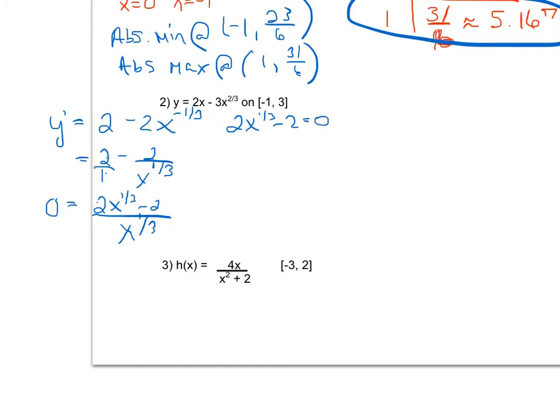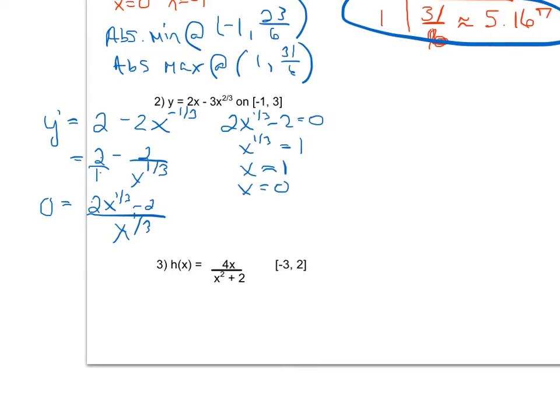So I can add 2 and divide by 2, and I get x to the 1/3 equals 1. I can now cube each side, and I get x equals 1. So there's one of my critical numbers. My other critical number, remember, is going to be where my derivative is undefined. Notice that if x were 0, it would make my denominator 0, which would make my derivative undefined. So I'm going to use these as my 2 critical values, or my critical numbers.